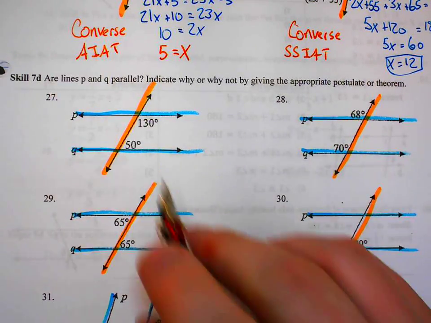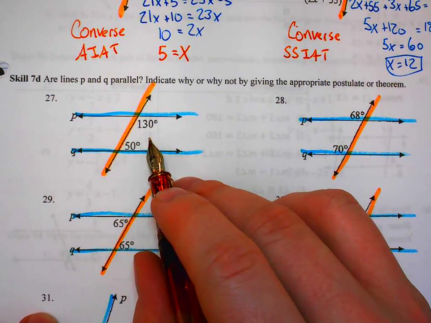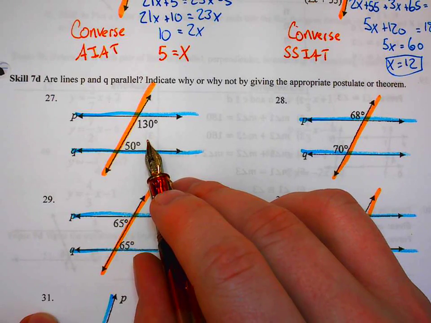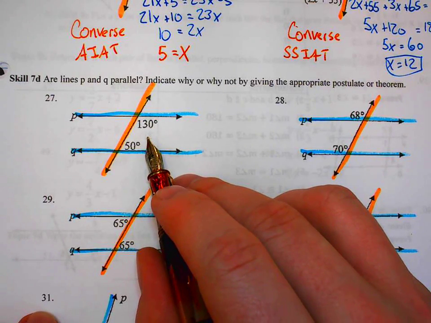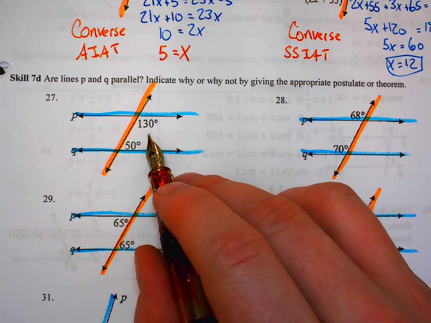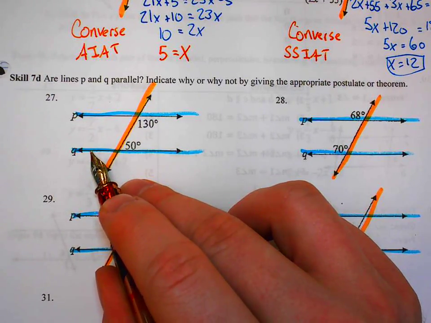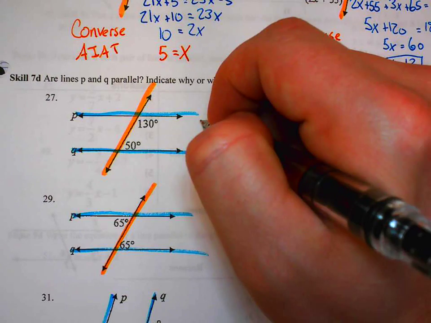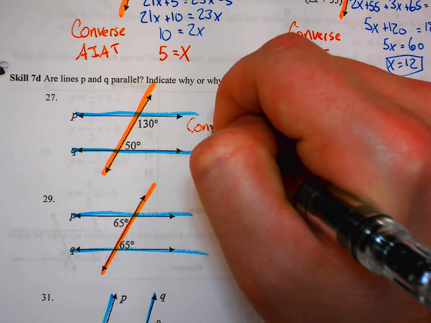Okay, for number 27, we have these two angles which are inside the parallels and on the same side of the transversal. That makes them same side interior angles. Same side interiors should be supplementary, and in this case they are. Because they met the relationship they were supposed to, that means lines P and Q are parallel. So our answer would be yes, and our justification would be converse.